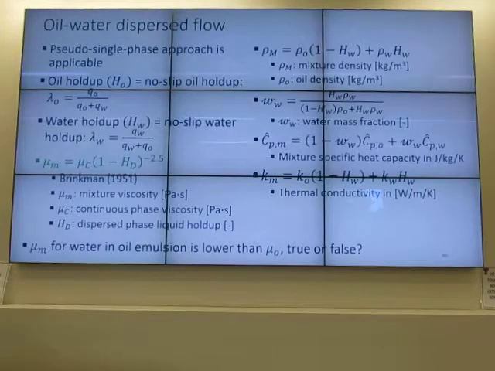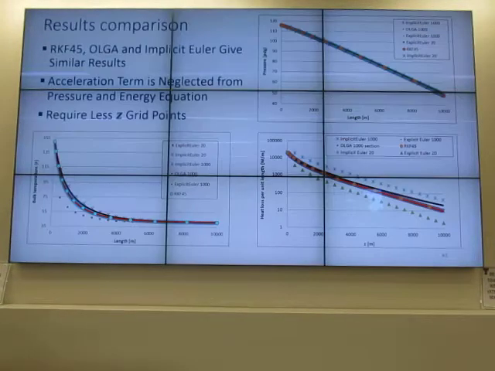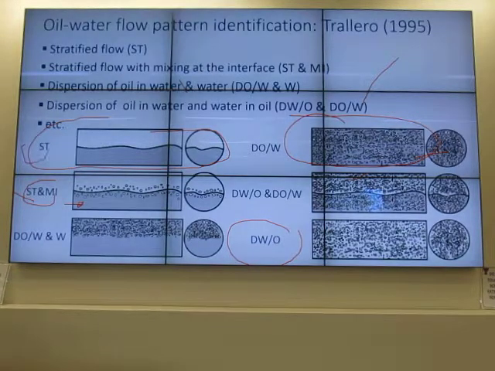Alright, how do we do the calculation for oil water dispersed flow? First thing that we want to know is, can we assume it as a single phase flow and do the calculation? Do you think we can assume it is a single phase flow? No. Yes, to some extent, depending on what flow pattern. If we have stratified flow, no, we cannot assume it as a single phase flow, right?